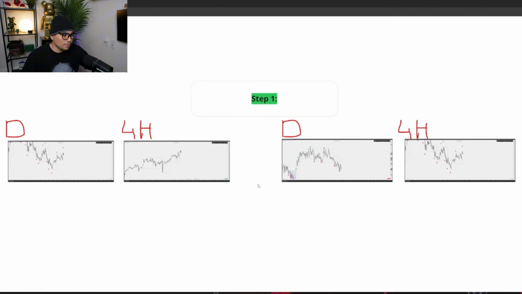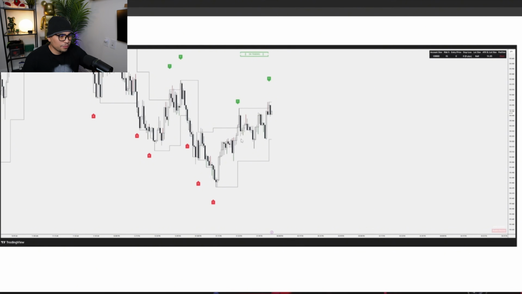For step number 1, like I said, we're going to be creating our daily bias, which is basically choosing or just finding out what the trend is. So if the trend is bears, we're going to be looking for sells. As always, we're going to be starting off with the dailies. And here we can see that the daily is creating higher highs and higher lows.